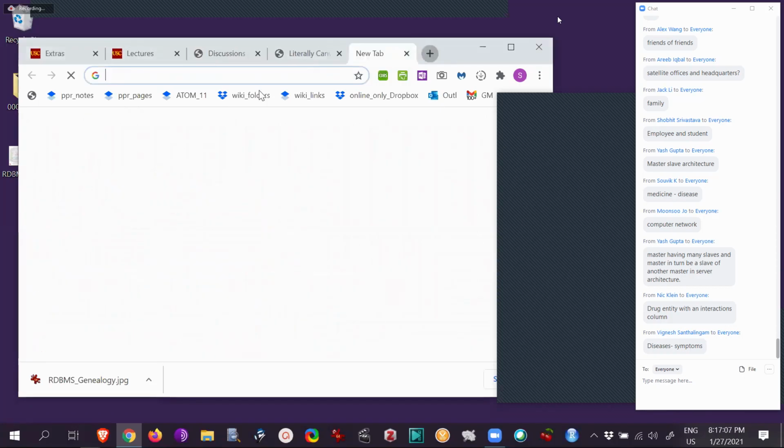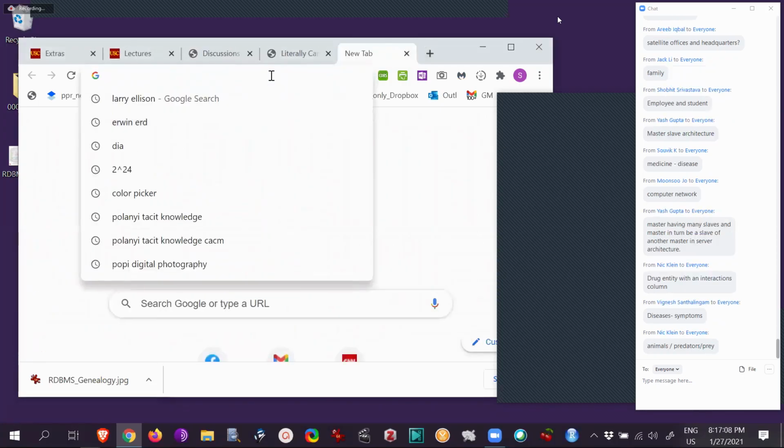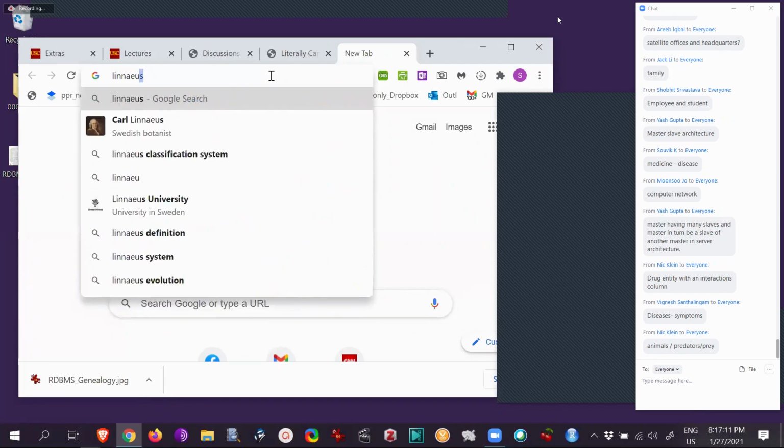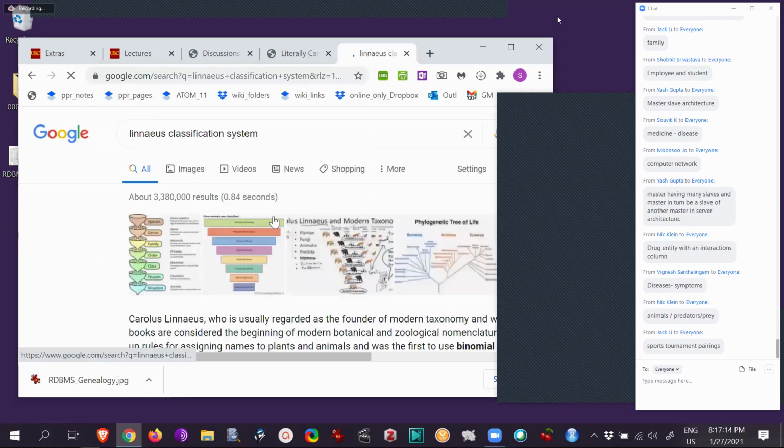In biology, Linnaeus's classification, right? That system is one massive self-unary relationship, because you can put every single form of life in a table, and then you can know where somebody came from. Like humans came from apes, for example, and then they came from somewhere else. So trace it all the way back to a unicellular creature.